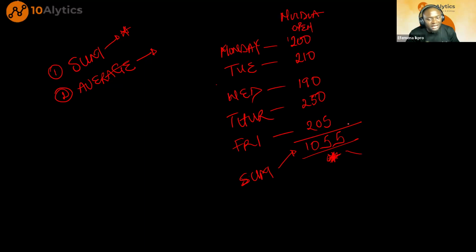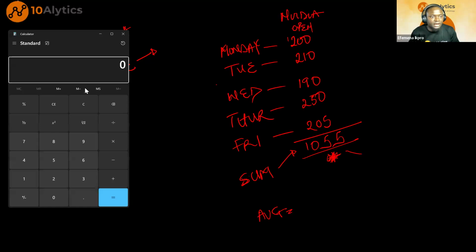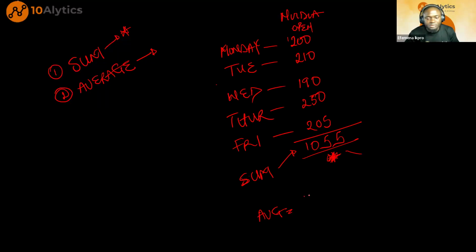Rather, if you do the average price, what is the average price? Simple mathematics: 1,055 divided by 5.